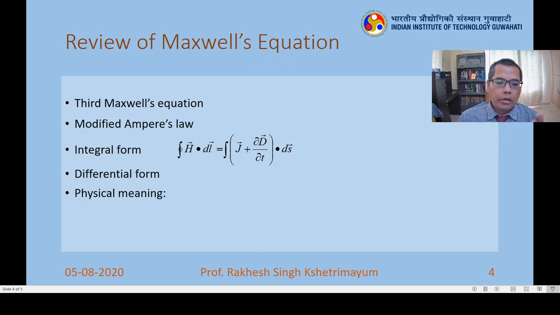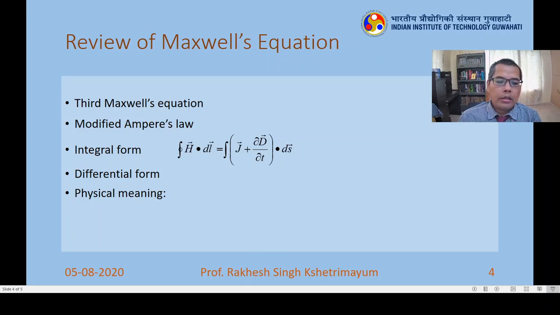So left hand side you have a closed contour integral of magnetic field over a line, and in the right hand side you have a surface integration. So in the right hand side, let us look at it. You have J, the conduction current density, and ∂D/∂t is the displacement current. So this term is actually introduced by Maxwell. Without that, this equation is incomplete.